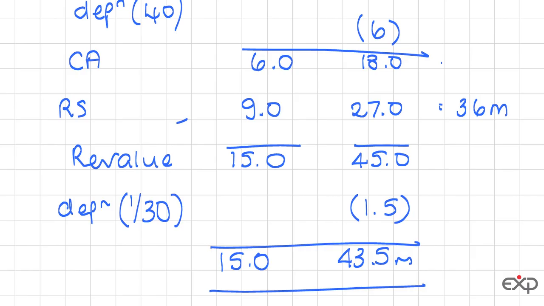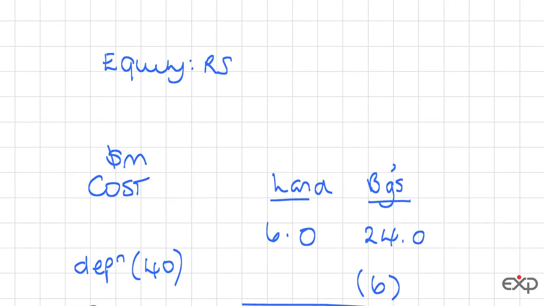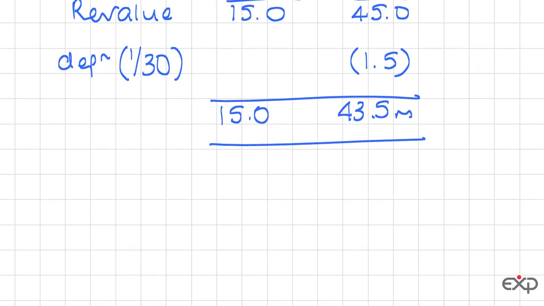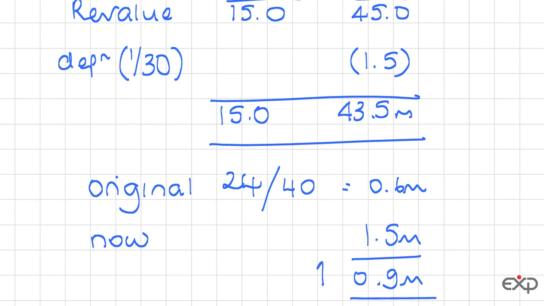Now, when you look at the depreciation, notice how much extra depreciation is being charged every year as a result of the revaluation. If you take the original depreciation, it was 24 million over 40 years, which was 0.6 million every year. Now the depreciation is 1.5 million. It's gone up by 0.9 million every year.